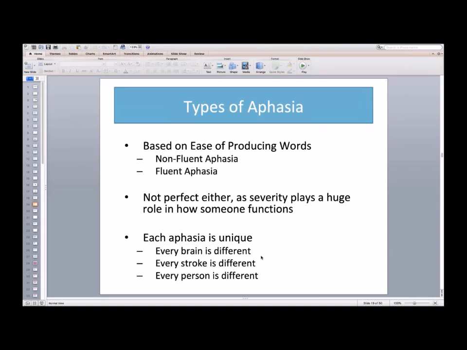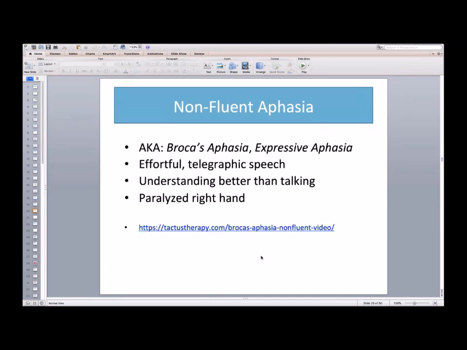So we just use these terms to sort of get a general idea of what might be happening or what we might expect with someone's speech. So let's start with non-fluent aphasia. This might also be called Broca's aphasia or expressive aphasia. And this is when somebody has very effortful telegraphic speech. And it's called telegraphic speech because back when people used telegrams and they would pay by the word, they would leave out all of those little words that weren't worth paying for.